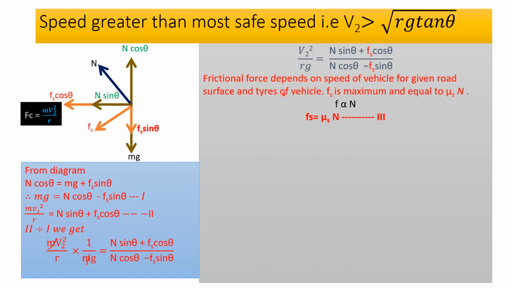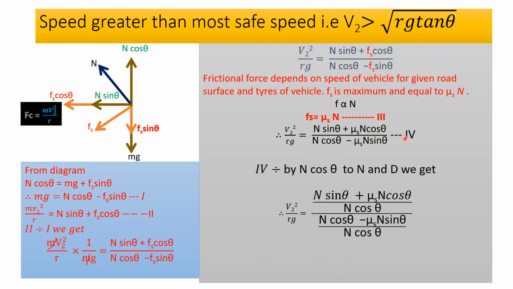We know that the force of friction depends on the speed of the vehicle for a given road surface and tire of the vehicle, and it has a maximum limit of mu s N. So the force of friction is directly proportional to the normal reaction, and we can write Fs is equal to mu s N, where mu s is the coefficient of static friction. Just substitute the value of this Fs in the above equation. We can write v square upon rg is equal to N sin theta plus mu s N cos theta upon N cos theta minus mu s N sin theta.